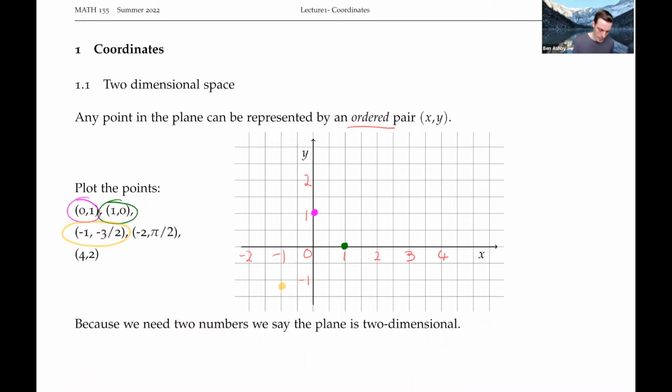So this next point here, (-2, pi by 2), well, that's going left 2 units along the x-axis and then up pi by 2. So pi by 2 is roughly 1.5, just over 1.5. So that's around here. And then if we just do one last example, (4, 2) is going to be in this quadrant here. We go along 4 to the right and then up 2 units here. So because we need 2 numbers, we say that this plane is 2-dimensional. If we needed 3 numbers, then it would be 3-dimensional.